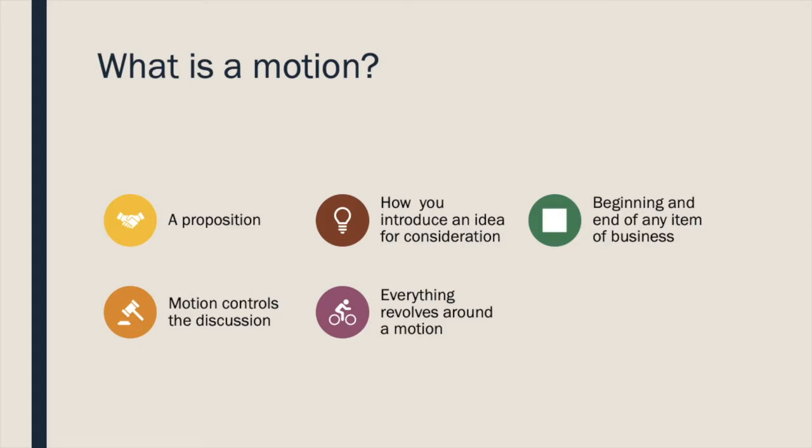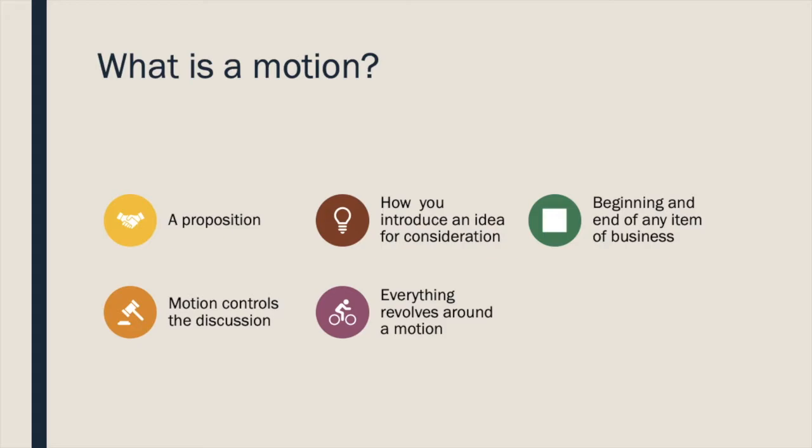We're going to talk a little bit later about the various different types of motions. Whenever you're introducing a new item of business into discussion, you are making what is called a main motion. And this is important: a motion controls the discussion that happens. So you have to have a motion on the floor in order for you to be debating something.